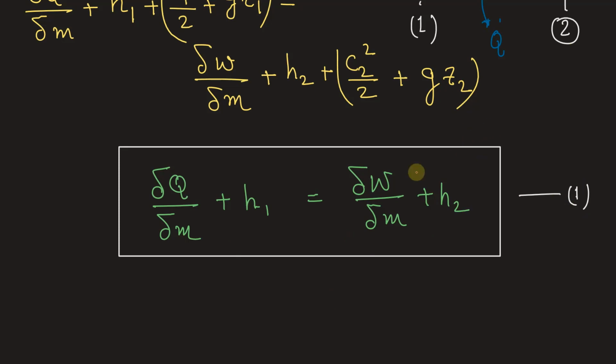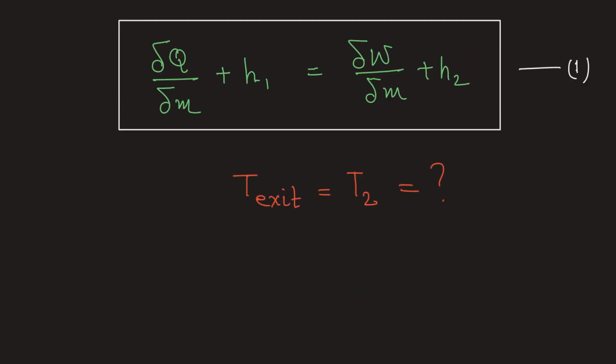Now according to the problem, we need to find the exit temperature. So T exit, or in this problem let's say T2. We need to find the value of T2. Now to find this T2, we will write the given information, that is the other thermodynamic properties that are given. So we are given the pressure at inlet, that is P1 is 100 kilopascal. The volume flow rate, let's write V1 dot is 15 meter cube per second.